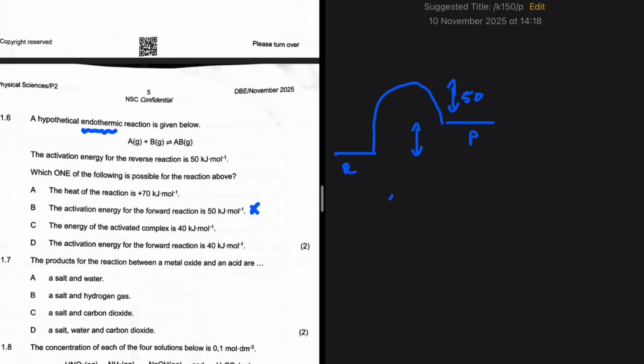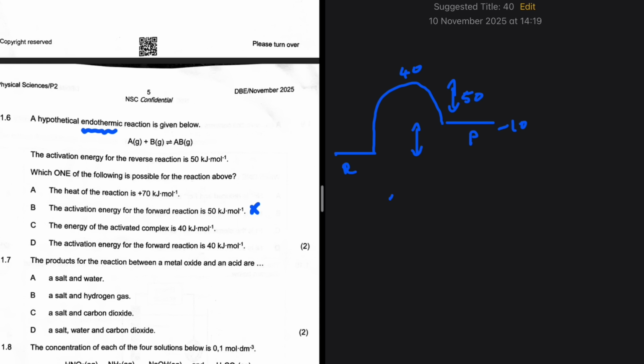Can that be true? Let's make sense of that. If we have 40 here as the energy of the activated complex, and the activation energy for the reverse reaction is 50, then it means that we have 10 kilojoules there. Not 10, but minus 10 rather. We have minus 10 kilojoules there.